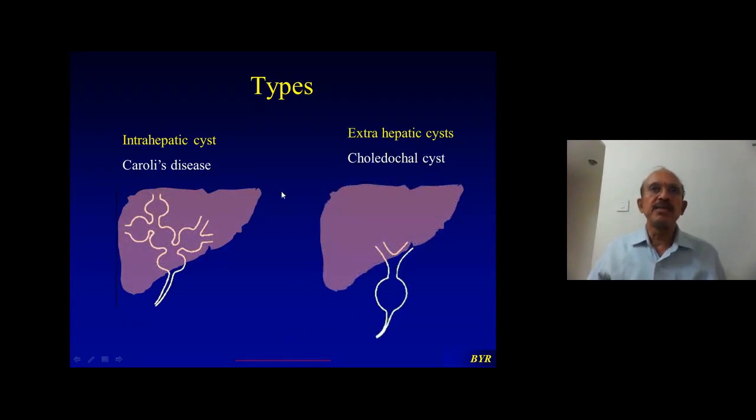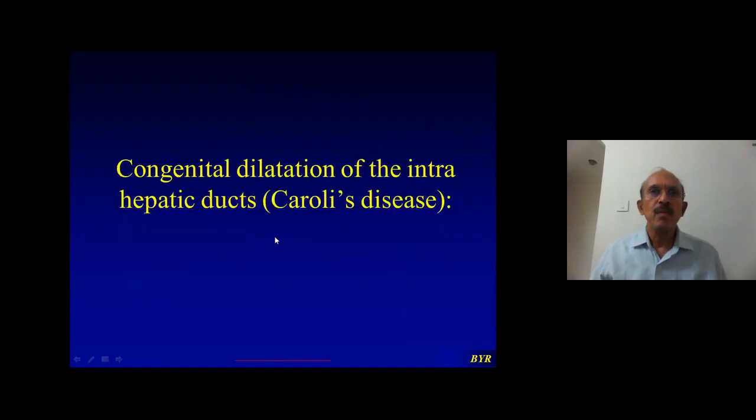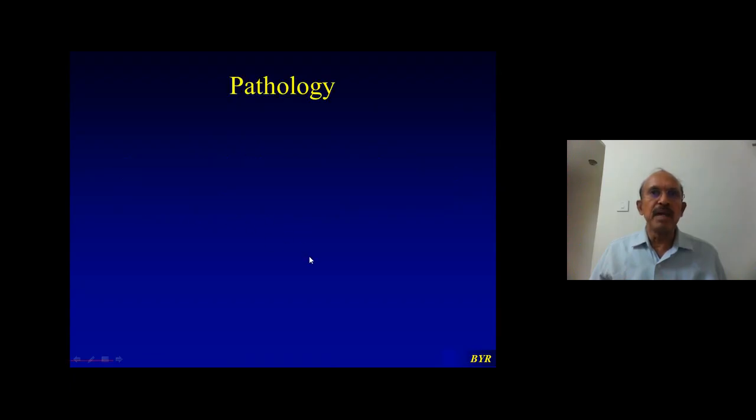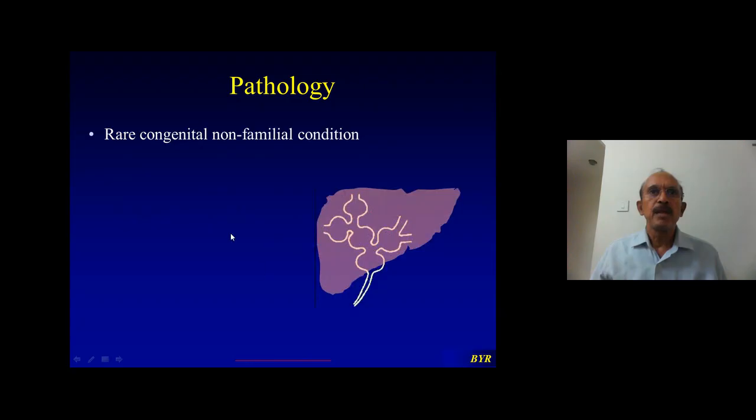There are two types of biliary cysts. One is the intrahepatic cyst, the other is the extrahepatic cyst. Intrahepatic cyst is called the Caroli's disease, we have discussed in the previous class. The other one is the extrahepatic cyst that is called the choledochal cyst. So the biliary cysts are classified as intrahepatic and extrahepatic. The intrahepatic is called the Caroli's disease, congenital dilatation of the intrahepatic bile ducts. It is a rare congenital non-familial condition.